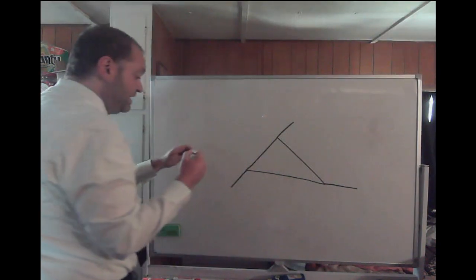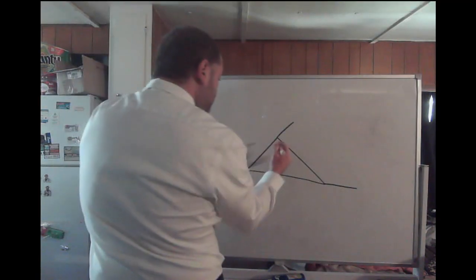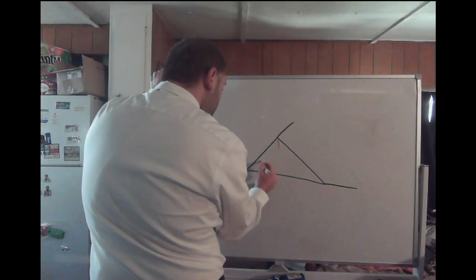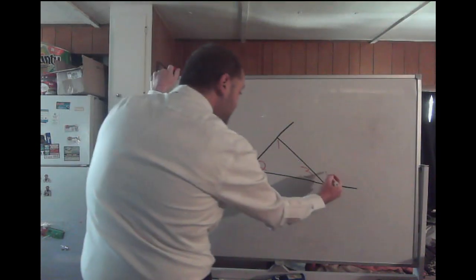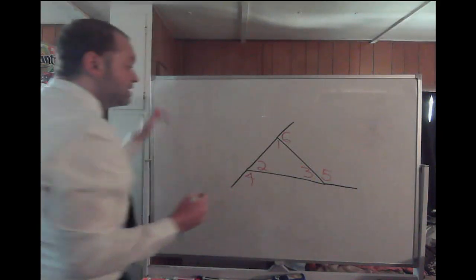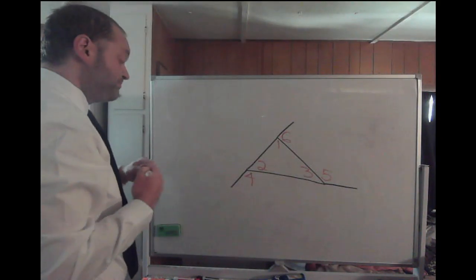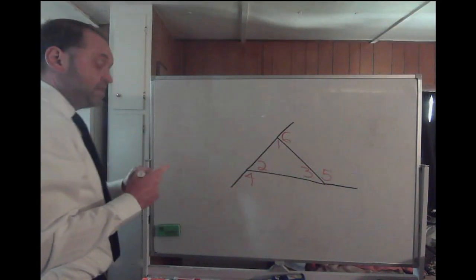Alright, with some lines extended. There's a reason for that. So let's see. I have angle 1, 2, 3. Here's 4. Here's 5. And then here's angle 6. Okay. So I'll explain what's going on here in a second.